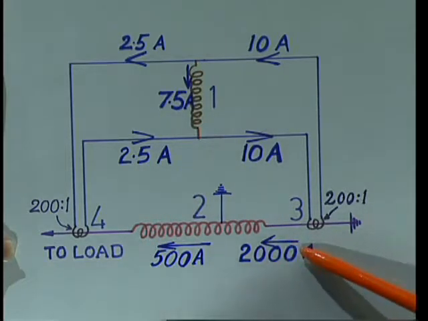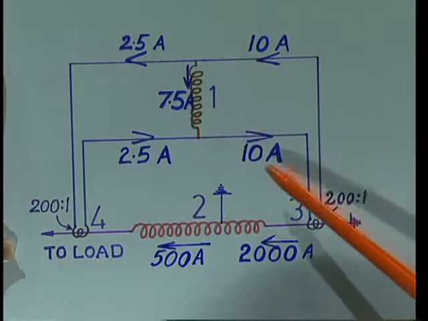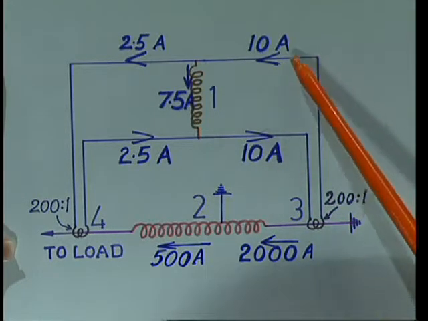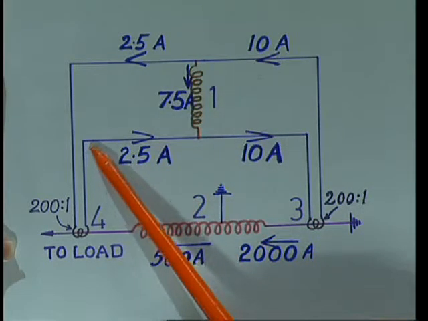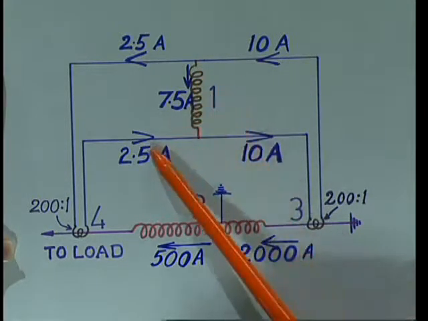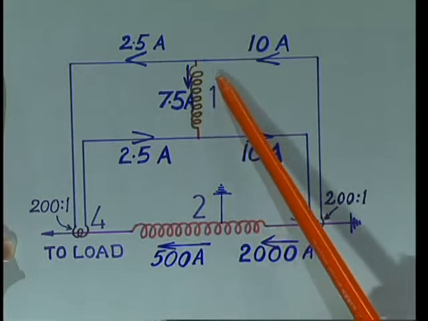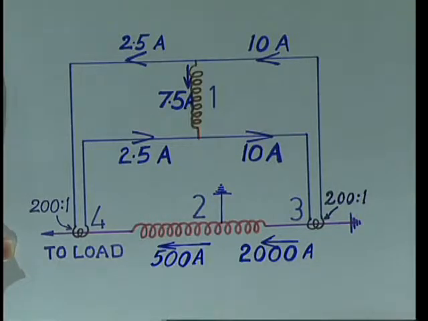Similarly, the 2000 amperes flows in this CT, that means current transformers, and the secondary current is 10 amperes. So the 10 amperes is coming like this, and 2.5 amperes coming like this. So the difference, 10 minus 2.5, 7.5 amperes flows in the operating coil of the overcurrent element. So whenever current flows in the operating coil of the relay, then the relay operates the trip circuit, then the trip circuit isolates the faulty section through CB. So this is one type of fault.